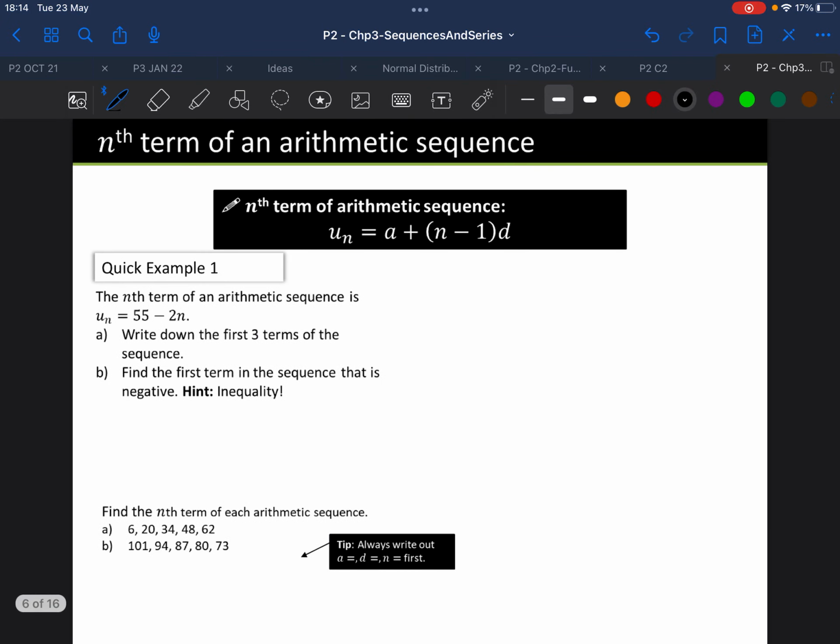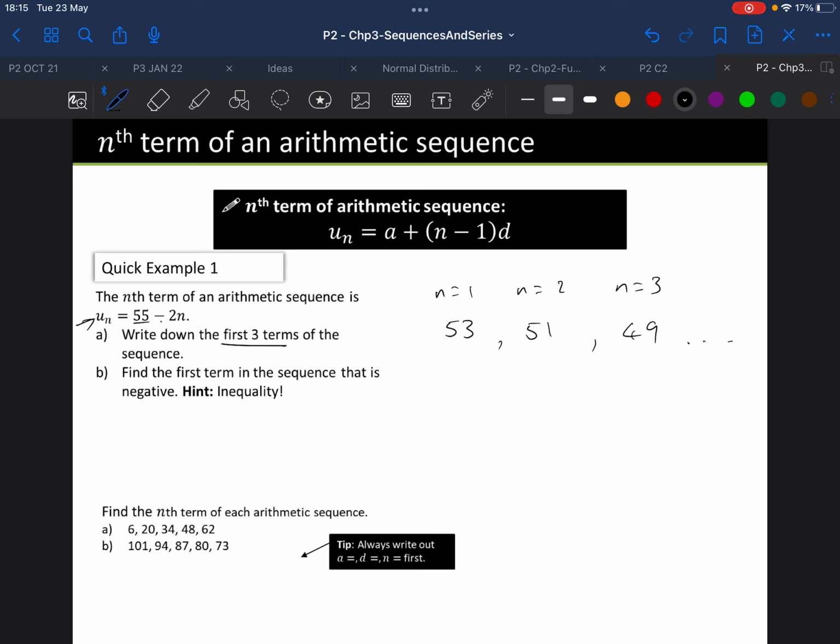So let's put it into practice. So the nth term of an arithmetic sequence is this. So if you tell it an n value, it will tell you the term. What are the first 3 terms? Well, that means when n is 1, when n is 2, when n is 3. So you just substitute them in. 55 take away 2 times 1 is 53. If you put n is 2 in, you'll get 2 times 2, you'll get 4. So you get 51 and you'll get 49. Okay? And it will do something like this.